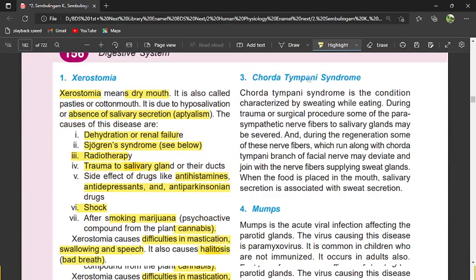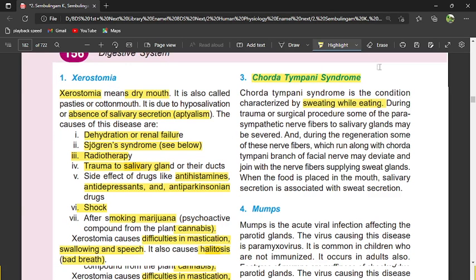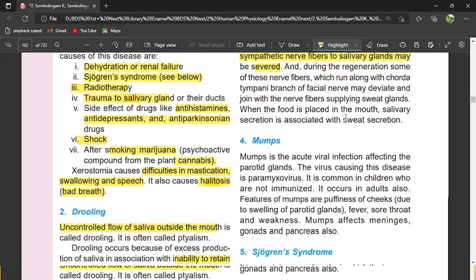Chorda tympani syndrome, so in this syndrome what is that? Chorda tympani nerve, so it is a condition characterized by the sweating while eating, so the people get chorda tympani syndrome में खाना खाते समय sweating होता है। During the trauma of surgical procedure, some of the parasympathetic nerve may get severed, मतलब क्या हो गया, पैरासिम्पैथेटिक नर्व जो कि सलाइवेटरी ग्लैंड को आ रहा है उसमें कुछ डैमेज कर दिया गया है, सर्जिकल्स में डॉक्टर्स ने कुछ गलती कर दिया.